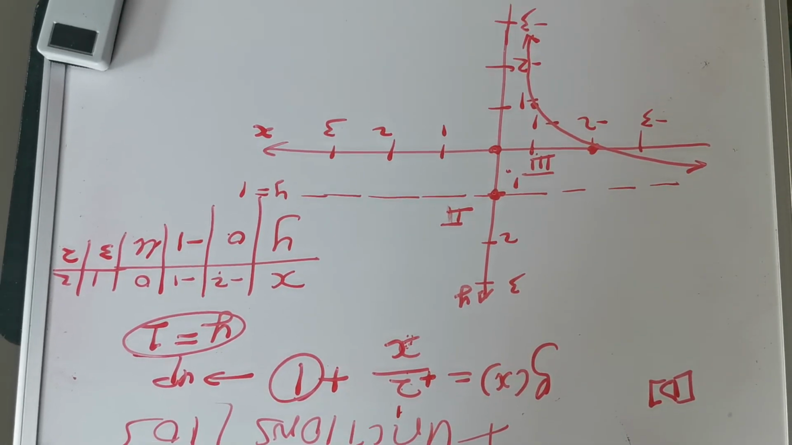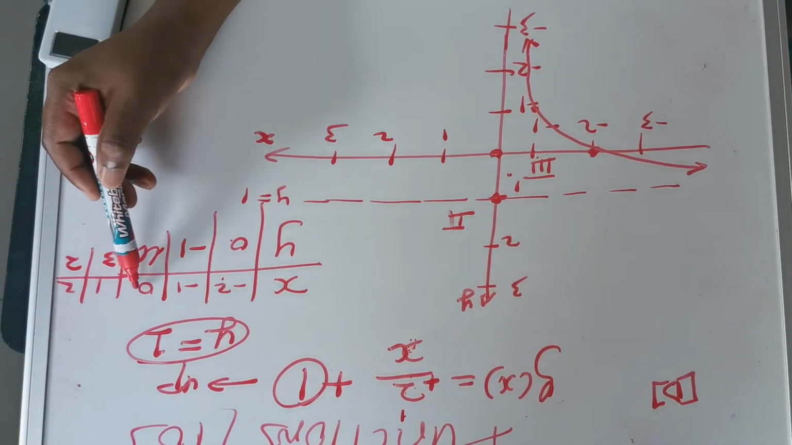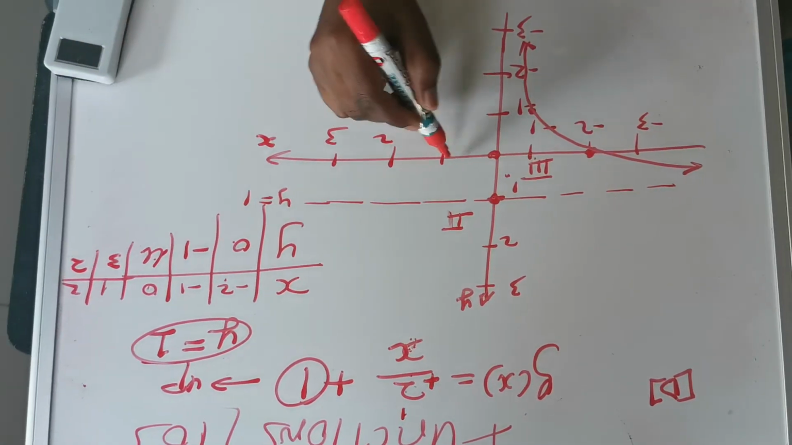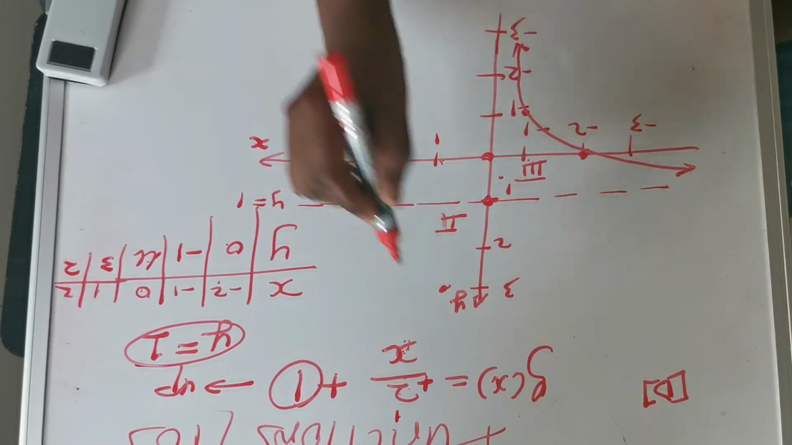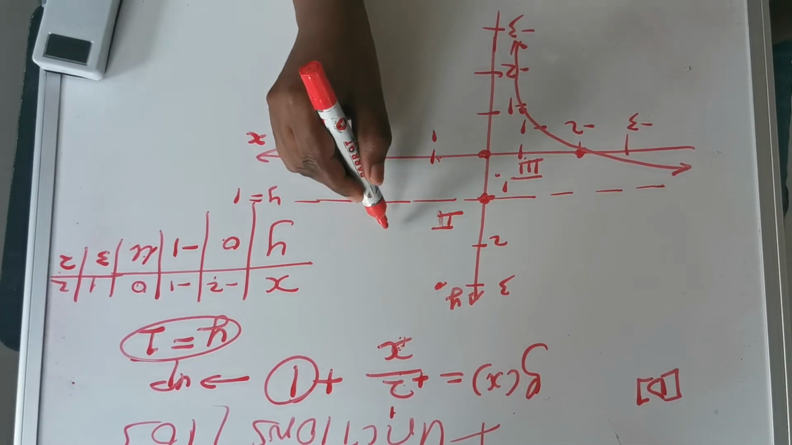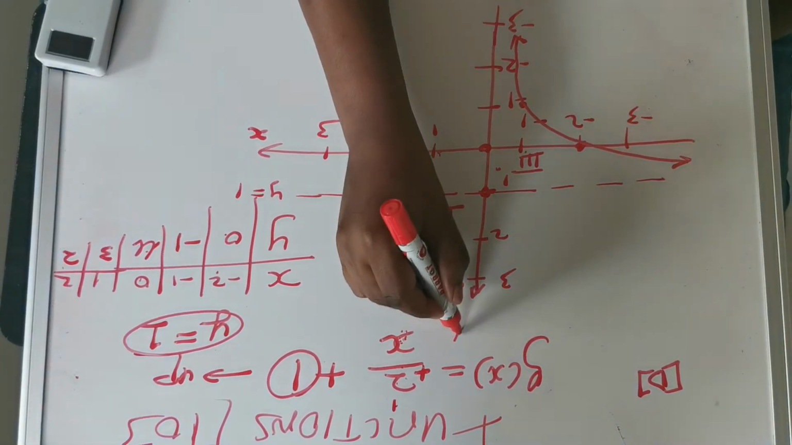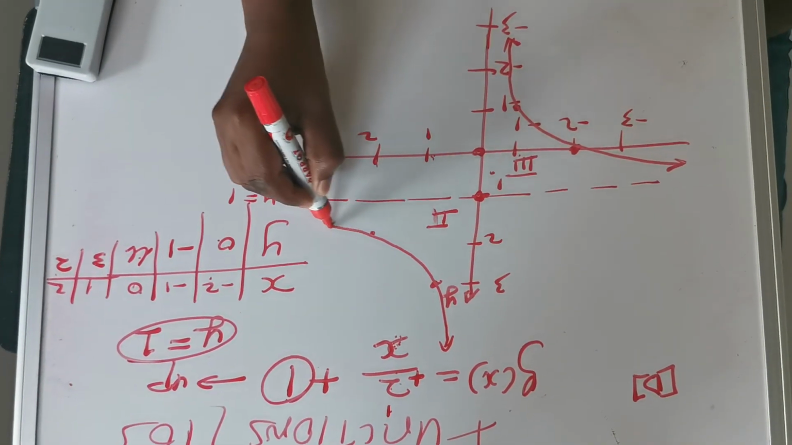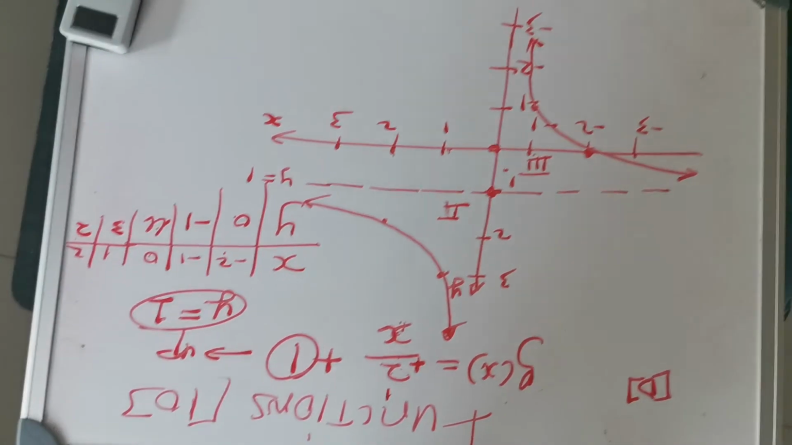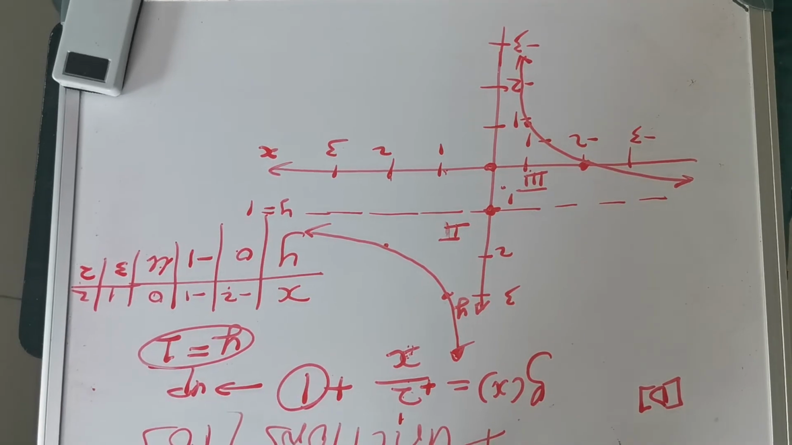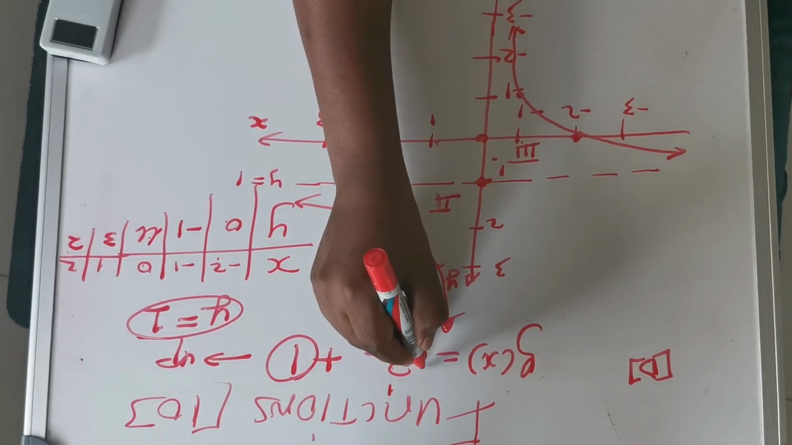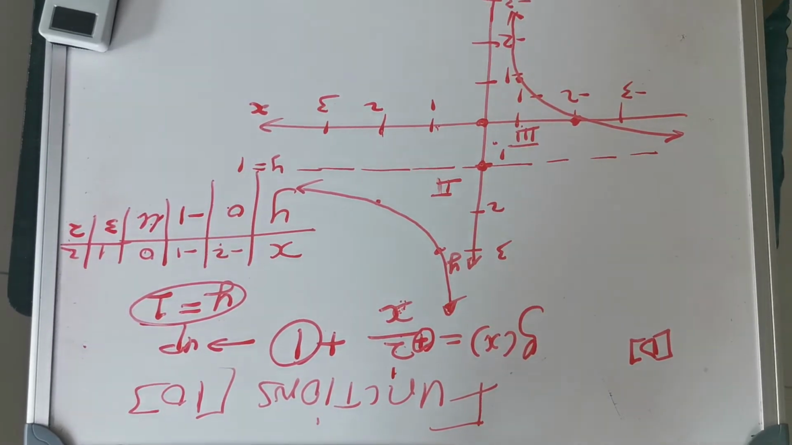This is our curve. Then 0, we forgot about 0 because that's undefined. 1 and 3. This is 1 and 3. And 2 and 2. This is 2 and 2. Then you join these two. That is our hyperbola.